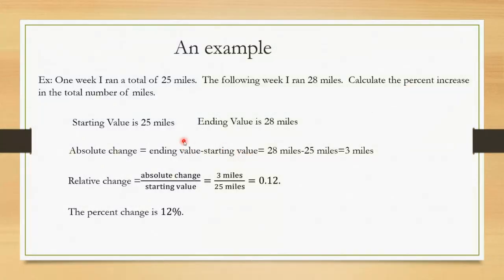The absolute change then is 28 miles minus 25 miles, which is 3 miles. Okay, 3 miles. So that's the absolute change. But to get the percent change, we do this. We have the absolute change, which is 3 miles, over the starting value, which is 25 miles. All right, 3 miles over 25 miles. And if you do that in your calculator, you get 0.12. So as a percent, that's 12%. So the percent change, the percent increase is 12%.